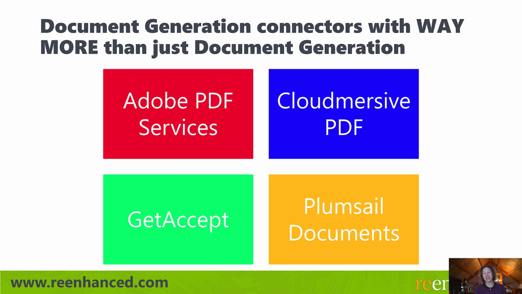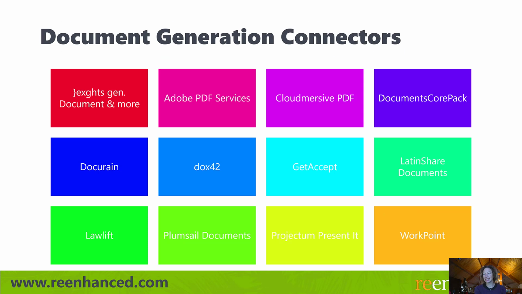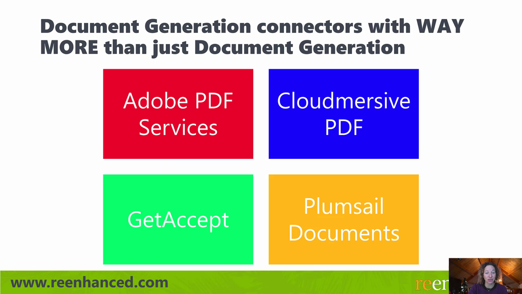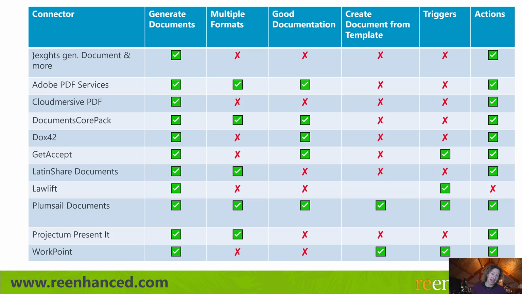Now, out of all of them, I think it's interesting that there are 4 that go way beyond just document generation. Those are Adobe PDF Services, Cloud Immersive PDF, GetAccept, and PlumSail Documents. There are also a few in here on the prior list that have some really niche markets, like LawLift, which is for the legal industry, but they're all really interesting. These 4 are way beyond just document generation. The others are focused just on document generation. So, with no further ado, here's how they rank, and here's who has what.